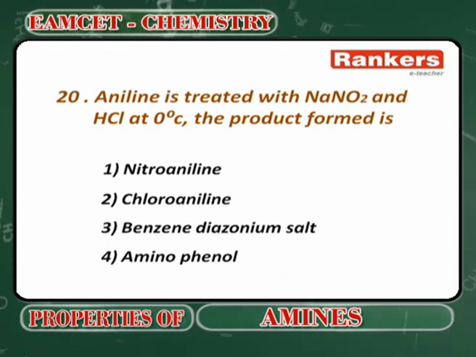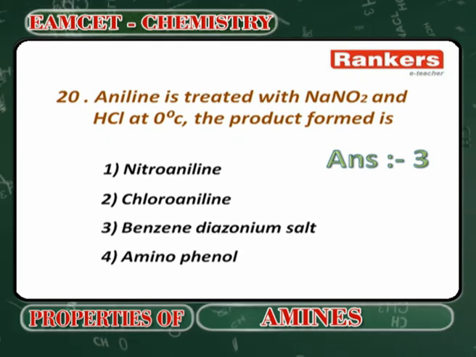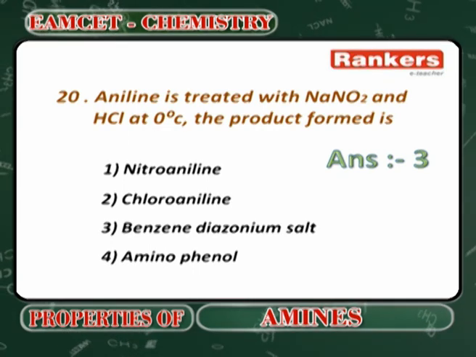Aniline is treated with sodium nitrite and HCl at 0 degrees. Aniline becomes a diazonium salt, benzene diazonium chloride. 1 degree compounds will give a red color. The diazotization reaction, that is, benzene diazonium salt is formed. I think this is the last question.